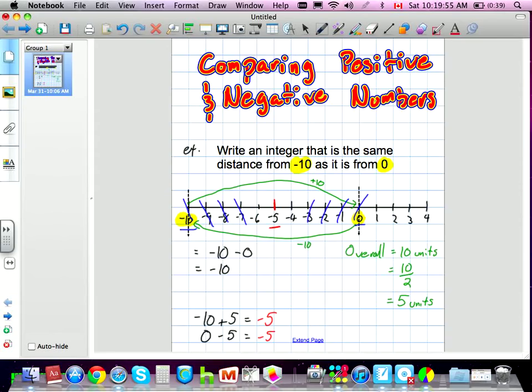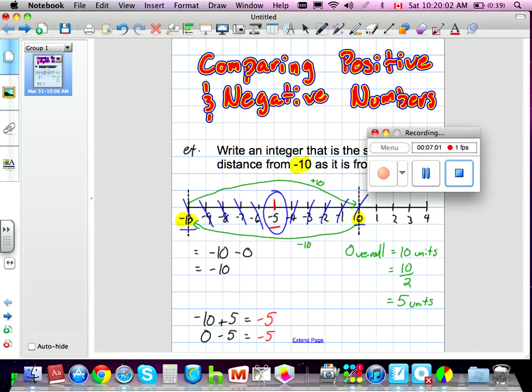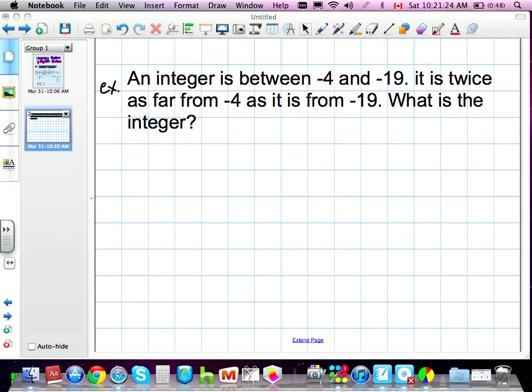Negative 8 and negative 2, yeah. Negative 7, negative 3, negative 6, and negative 4. And we're left with negative 5. Perfect. That's a great way to do it. Excellent way to do it.